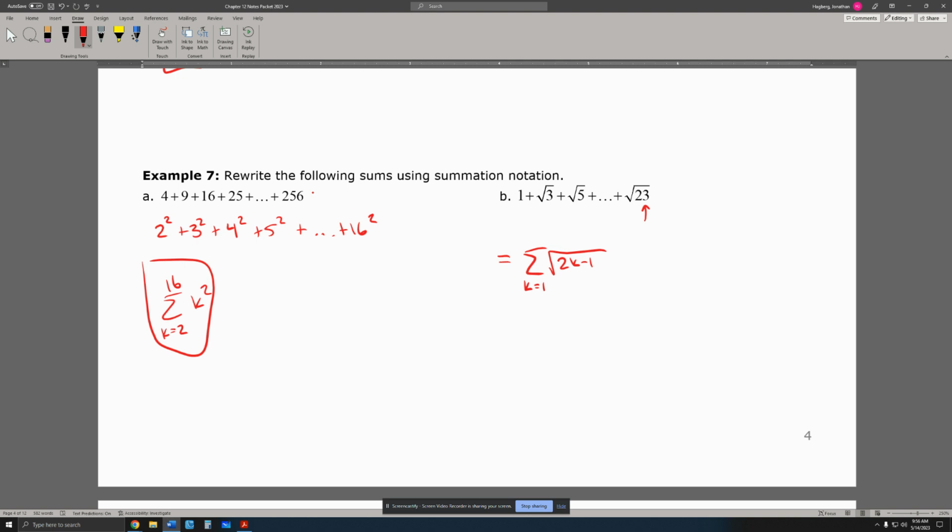Well, for what value of k gives us 23 in this expression? 2 times what number minus 1 is 23? The answer, 12. 2 times 12 minus 1. So then our summation is the sum of terms from 1 to 12 of the square root of 2k minus 1. Okay? So these have been our notes on sequences and summation notation.